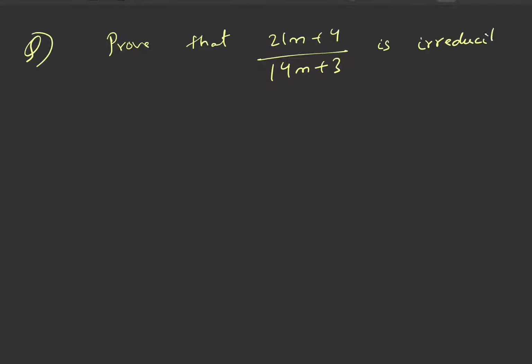Yes, so let us solve a nice problem. The question is, prove that 21m plus 4 by 14m plus 3 is irreducible for every natural number m.